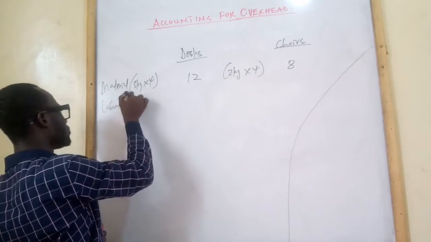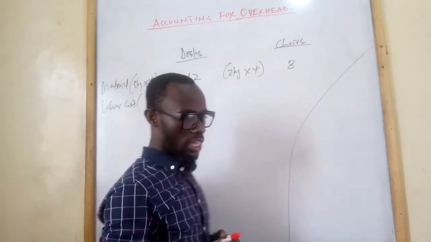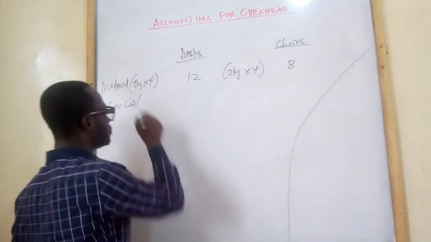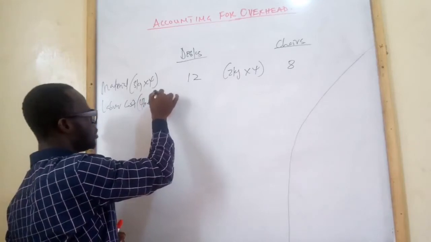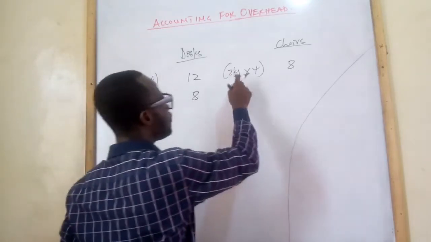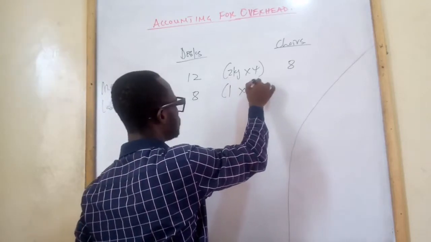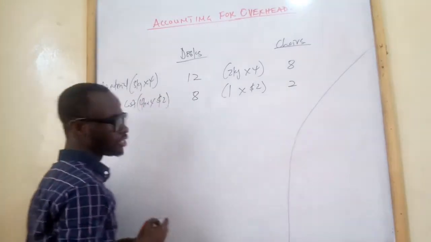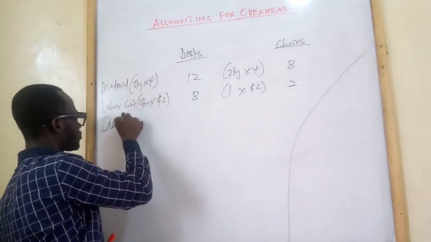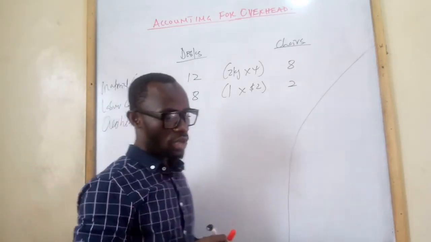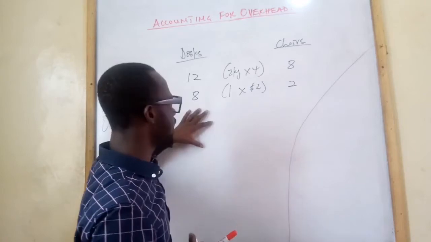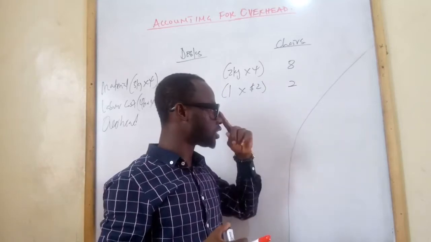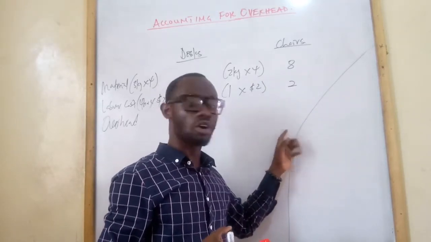Then the labor cost. We are told in the question that the desk uses 4 hours to produce 1 desk, and the rate per hour is $2. So 4 hours by $2, that's going to be 8. For the chair uses 1 hour by $2, and so that's going to be 2. Then we ask ourselves, what is the overhead? We are told in the question that overhead is absorbed based on the labor hours. So we calculated the overhead absorption rate as $5 per hour.